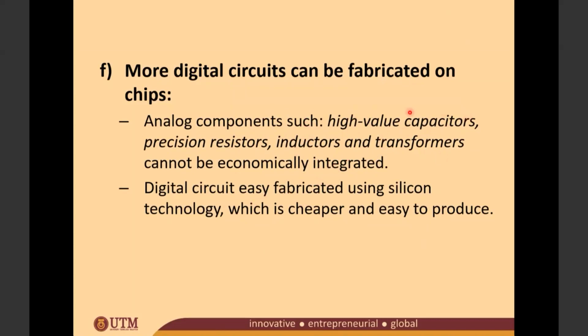Why? Because you have to use capacitors and resistors to produce analog circuits. Compared to that, the digital circuit is easily fabricated using silicon technology, which is cheaper and easy to produce. That's why if you go to a shop and buy integrated circuits, the ICs you see are digital circuits. We call them integrated circuits.